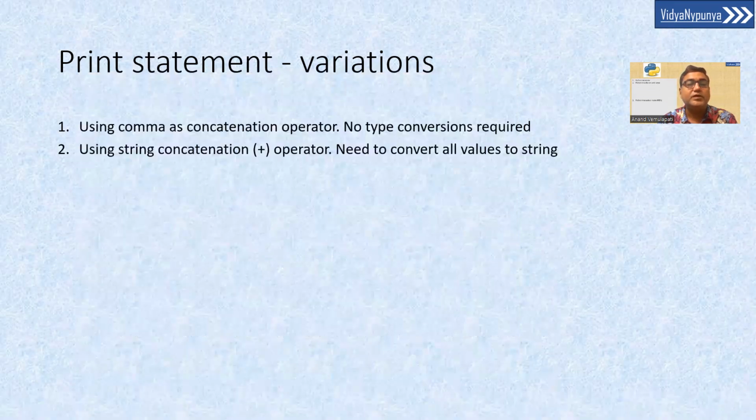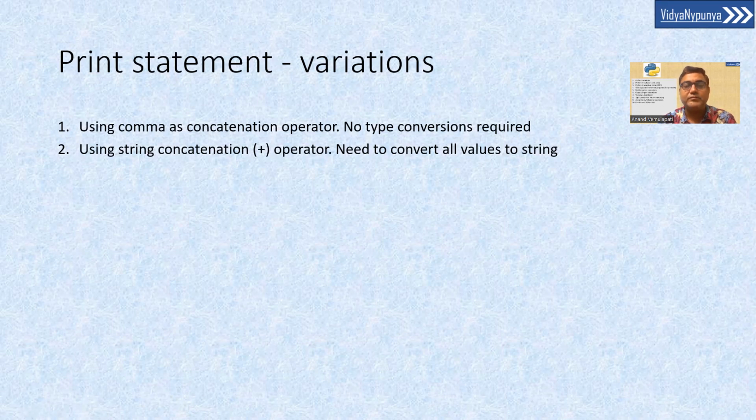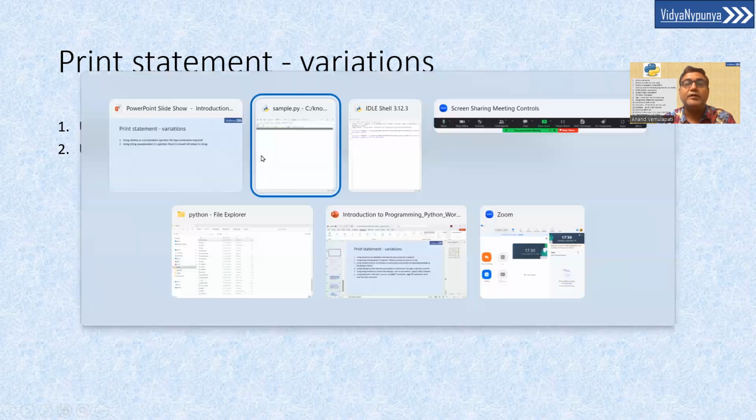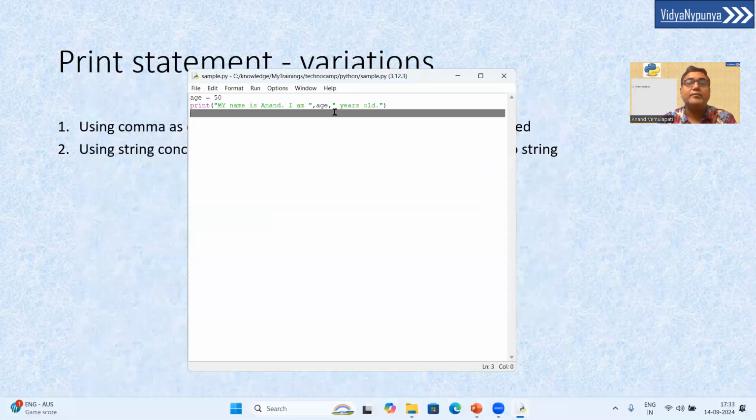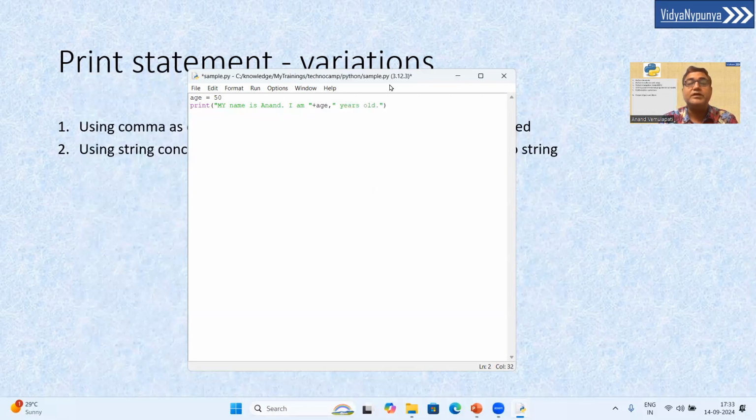The next option is you can use string concatenation. But here you need to take care of the type conversion. That means everything must be converted to string, and the string concatenation operator is the plus operator. Let us see how to write this program. For the same one, if I want to use a plus operator, I can just write plus here instead of comma. But age is not a string here, it is an integer type. So you have to convert it into a string by using the str function, and then let me run the program.